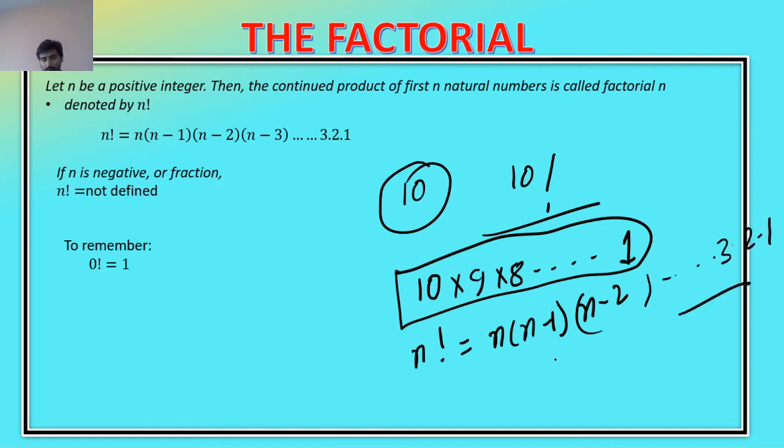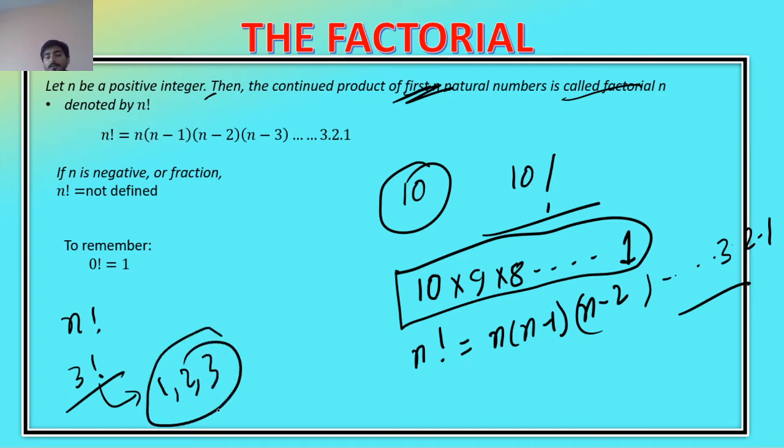Is it clear? So you can see, let n be a positive number, then the continued product of the first n natural numbers is called the factorial n. So the first n natural numbers, if I say 3 factorial, which are the first 3 natural numbers? 1, 2, 3, right? So it is the product of 1, 2, 3. Understood? So if I say n factorial, it means n into n minus 1 into n minus 2 into n minus 3, like that till 1. Is it clear? Hope all of you are clear with that.